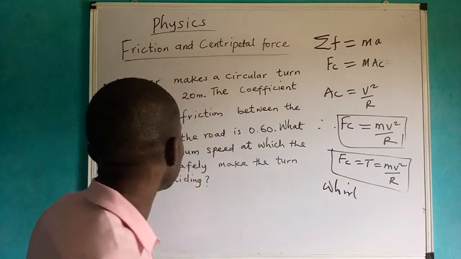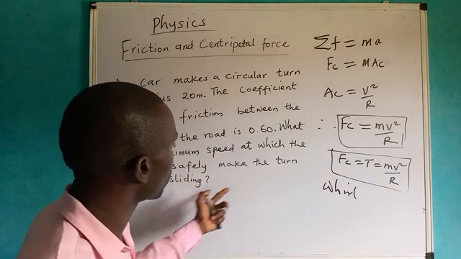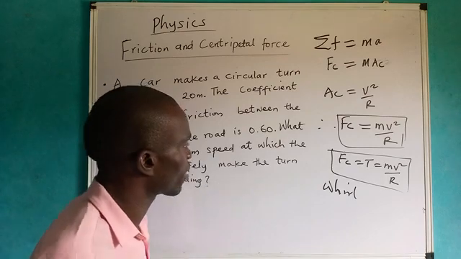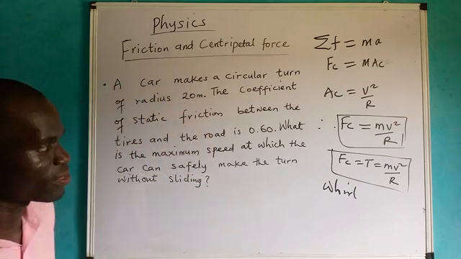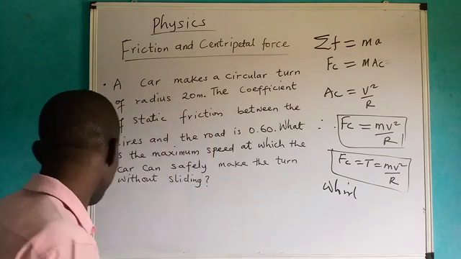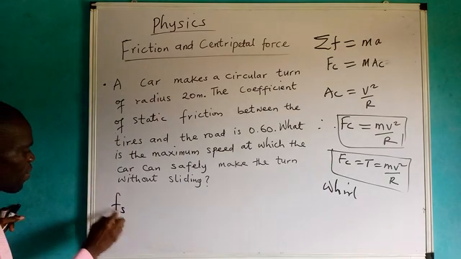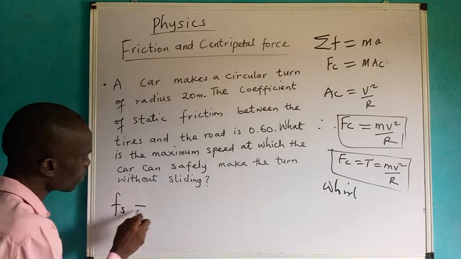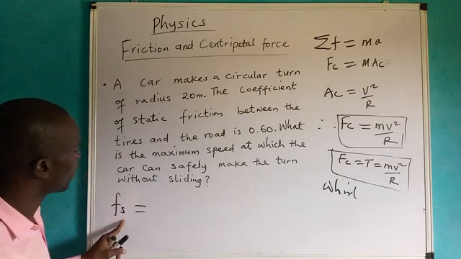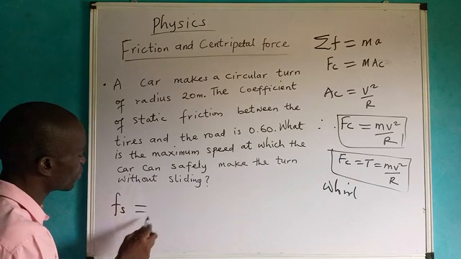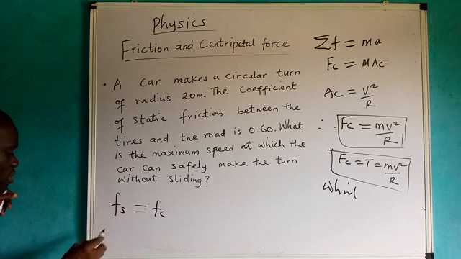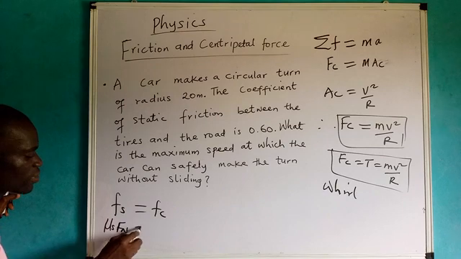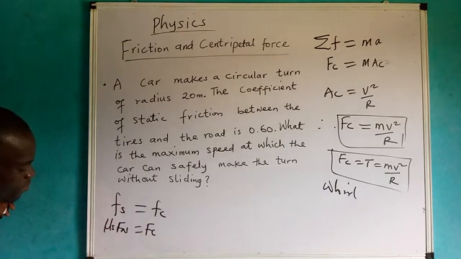What can provide this force when a car turns in a curved path without sliding? It means that static friction will provide it. Now, what is static friction? Please don't forget, static friction is Fs. Therefore, static friction is equal to Fc, the centripetal force. So mu s Fn equals Fc. Please don't forget that.